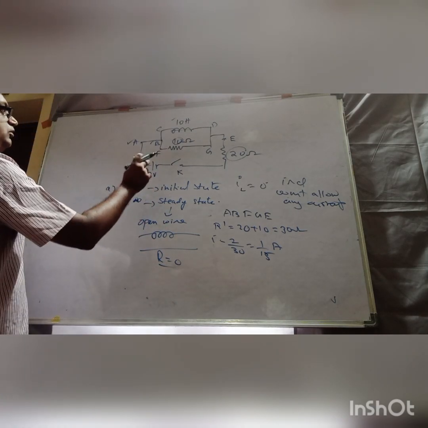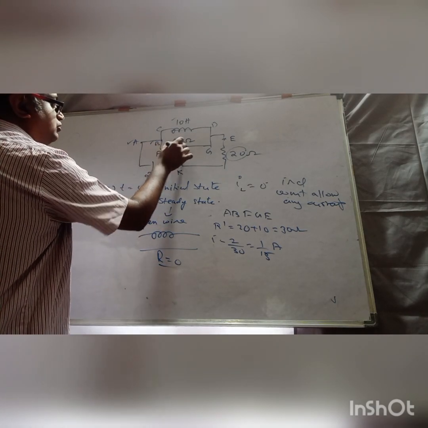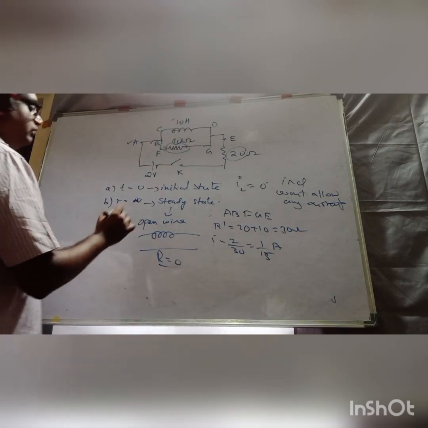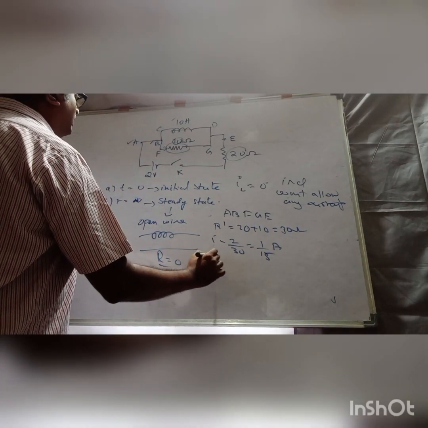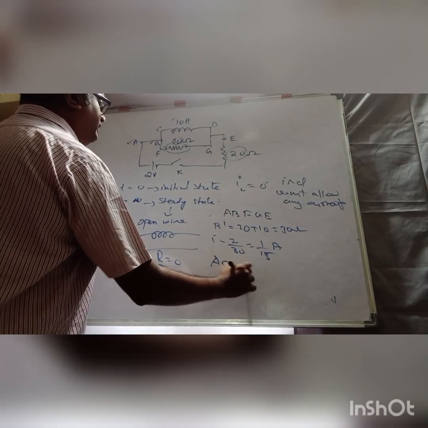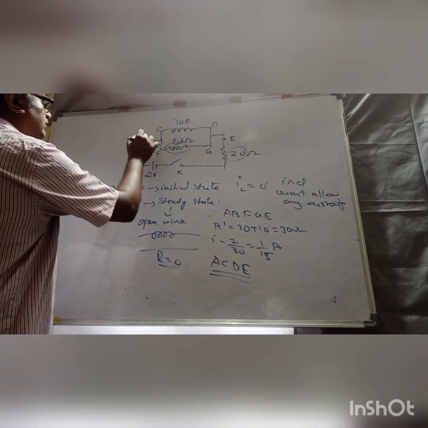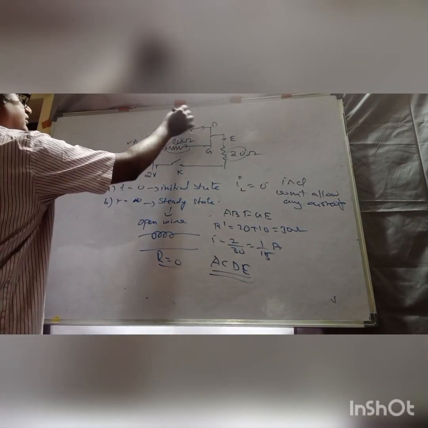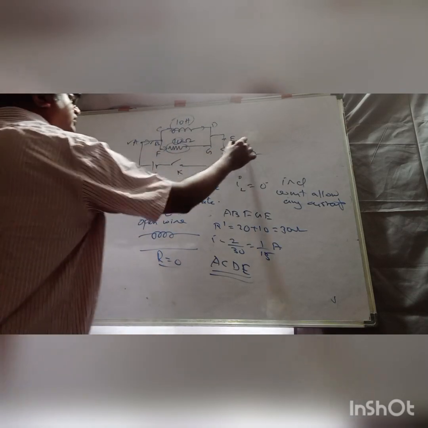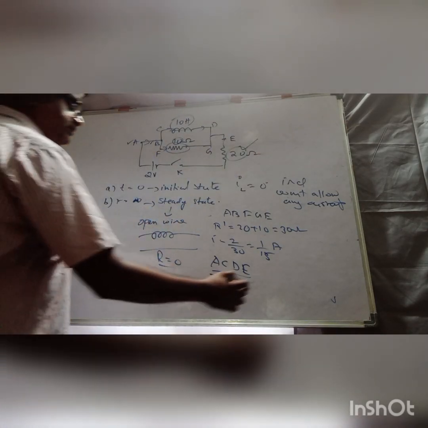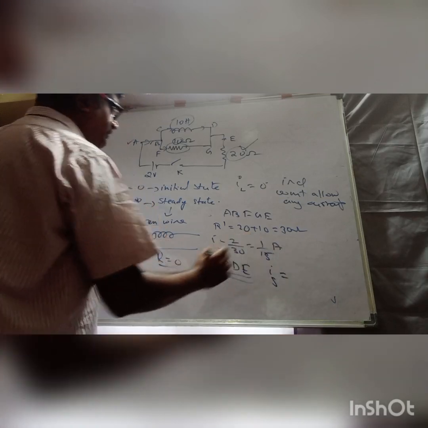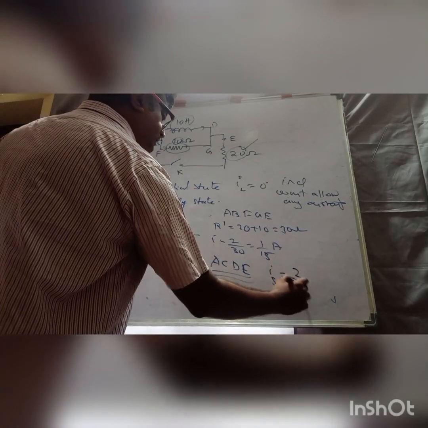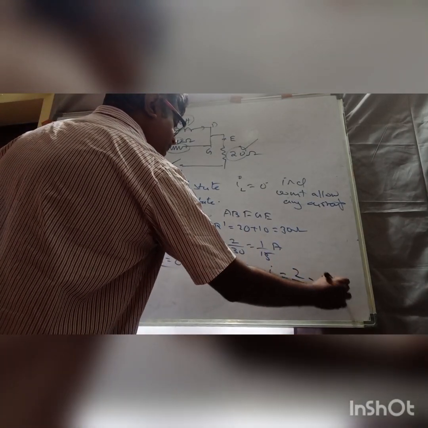In the steady state, this will behave like an open wire. So the current will not go through this resistor, it will go through this inductor. The path would be A, C, D, E, and this will behave like a wire. So only one resistor will be there. In this situation, the current at steady state will be equal to 2 by 20, which is equal to 1 by 10 amps.